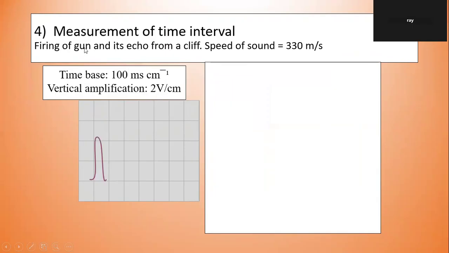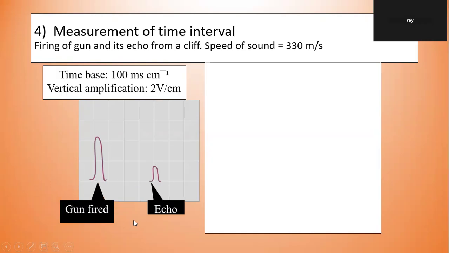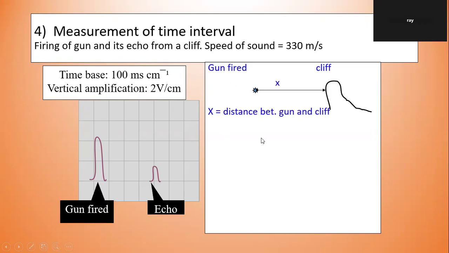Time trace of the firing of a gun and its echo from a cliff. Speed of sound is 330. Time base is given. Vertical amplification or vertical gain is 2 volt per cm. This is the trace that you see. Gun fired. Echo. Right? You want to look at that's where the gun is fired. That's the cliff. The echo is received back.